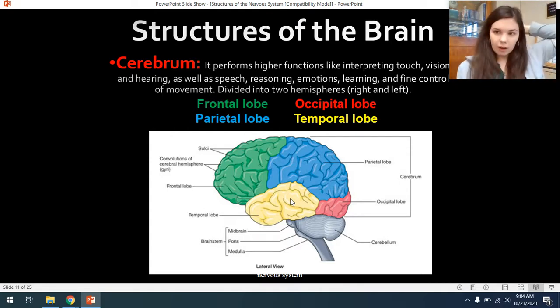And then on the back, at the base of the brain, you have that occipital lobe in red, and that would also be where your occipital bone would be. On the sides where your parietal bone would be, you also have your parietal lobe, which is in blue. And then over here where your temporal bones would be, you have your temporal lobe, which is in yellow. So it's very similar to the structures of the skull, but these are just the structures of the brain. And just know that those 4 lobes make up the cerebrum.